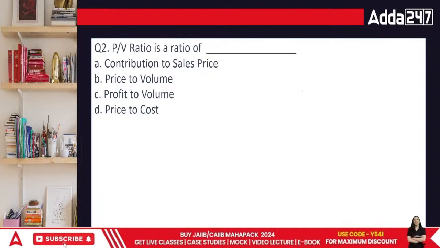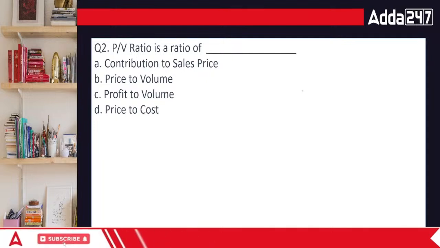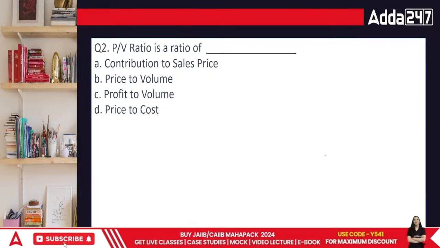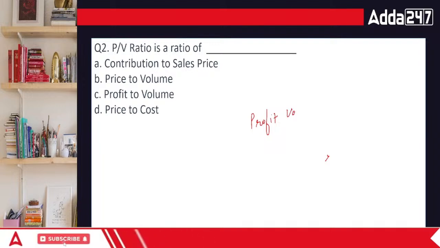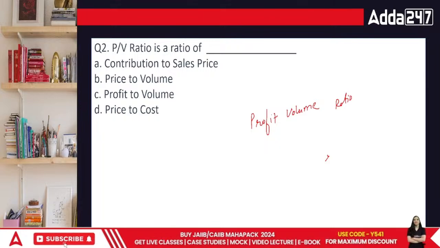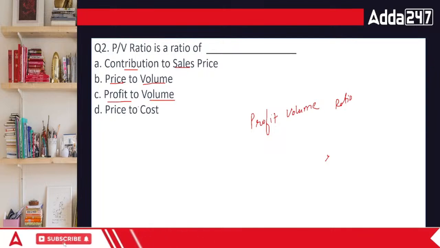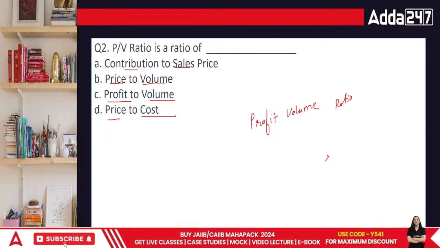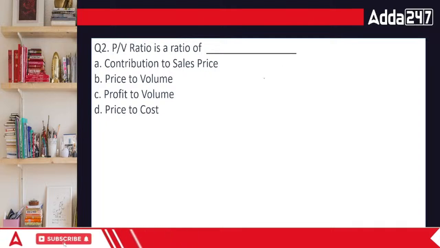Okay, now comes the area of PV ratio, everyone. What do you mean by PV ratio? PV ratio is one of the most important ratios. This is actually called profit volume ratio. So is it contrary to sales? The contribution to sales, price to volume, profit to volume, or price to cost? Based upon this answer, I'll be telling you about the entire formula and everything else as well.